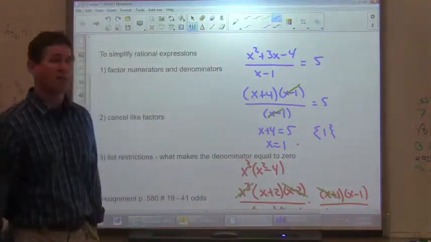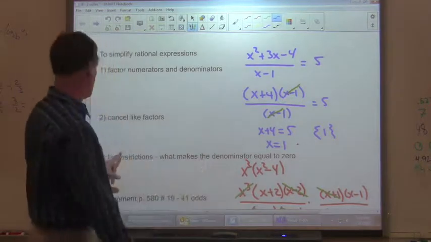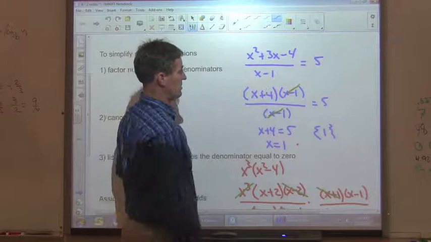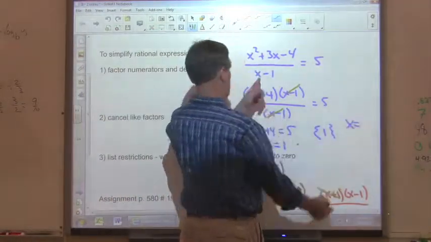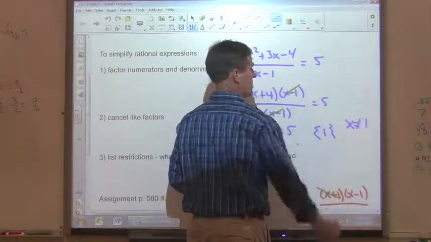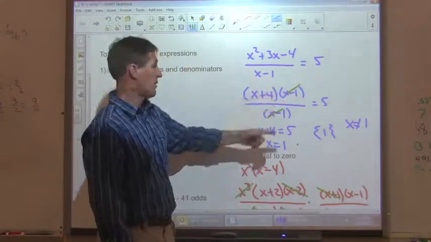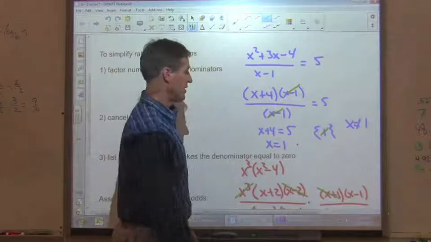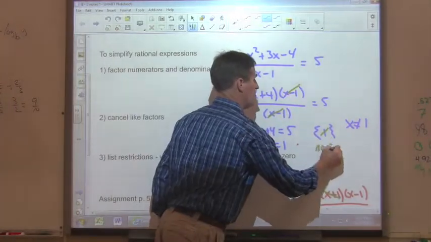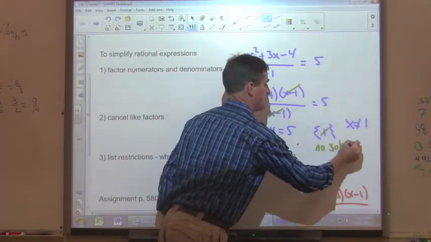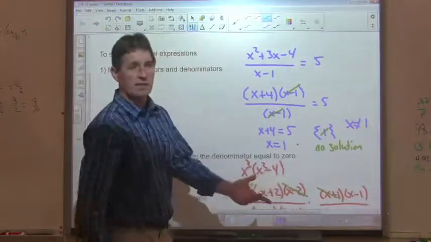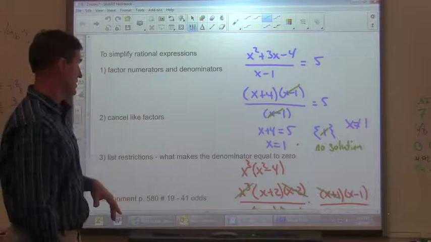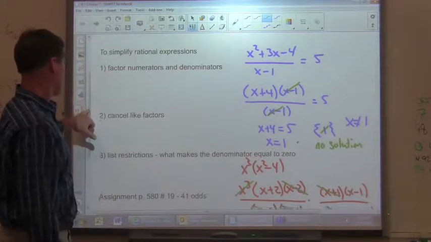Now here's where you have to be careful, because we need to consider those restrictions. What can x not equal? Well, x cannot equal 1. That would give us 0 in the denominator. So even though we got 1 here, we have to cancel it out. And so in this case, there would be no solution. Now, they don't always cancel out. And sometimes maybe there's two answers and one cancels and the other doesn't. Or sometimes they both work.